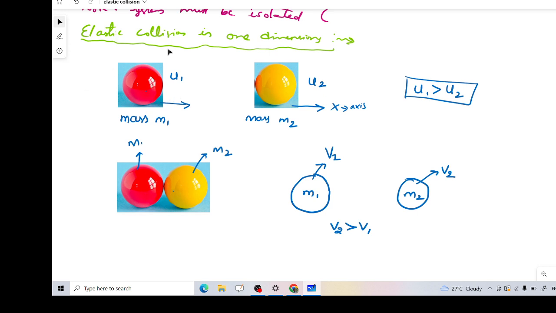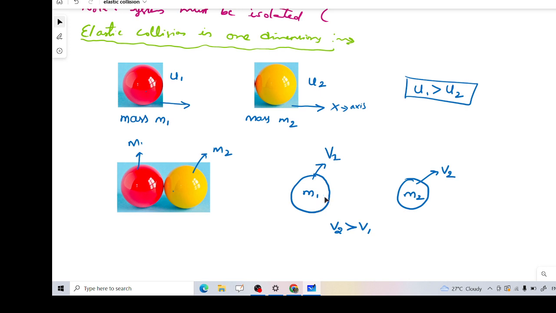Just to make a quick recap, we are discussing only an elastic collision in one dimension. I have taken one object with a mass m1, initially moving with a velocity u1, and there is another object of mass m2 moving with a velocity u2. They both are moving along the x-axis, and after traveling some distance they collide. To make a collision, the first object has to move with a higher velocity as compared to the second object. So u1 must be greater than u2.